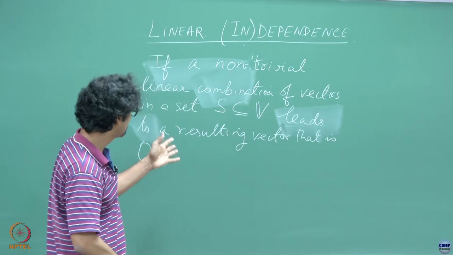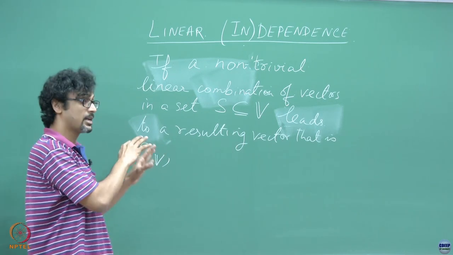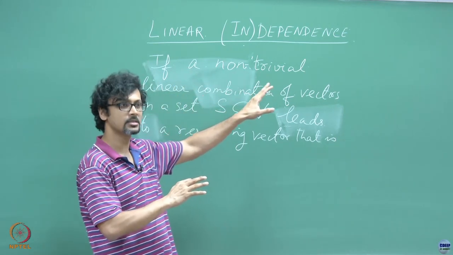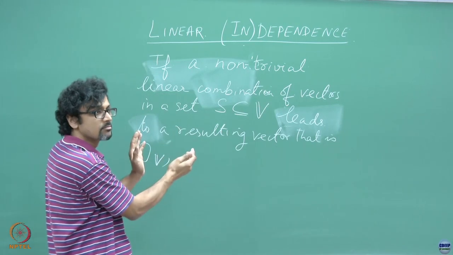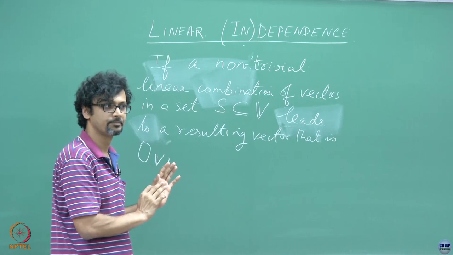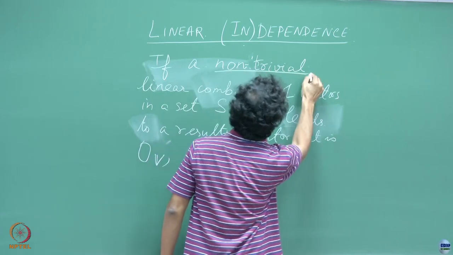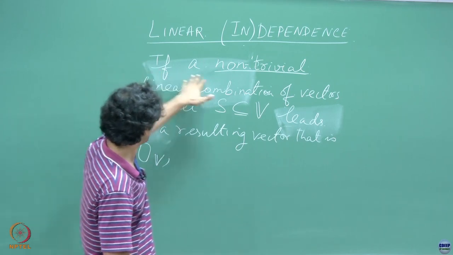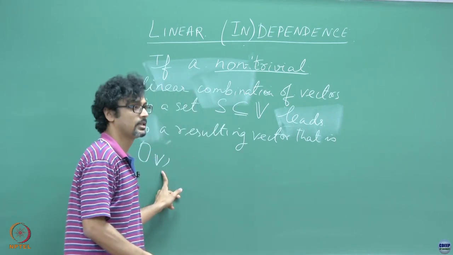then, what do we say about such a set? So what is it the attribute of? It's an attribute of a set of vectors. Whenever I talk about the property of linear independence or linear dependence, I have to know what sort of object I'm categorizing. It's a set of vectors in a vector space whose linear independence or dependence is being debated. All right? So what do we say in this case? If a non-trivial, so of course this non-trivial I haven't defined or described yet, but hopefully you understand, we'll describe that, don't worry. If a non-trivial linear combination of vectors in a set leads to a resulting vector that is this, then what do we say about that set?